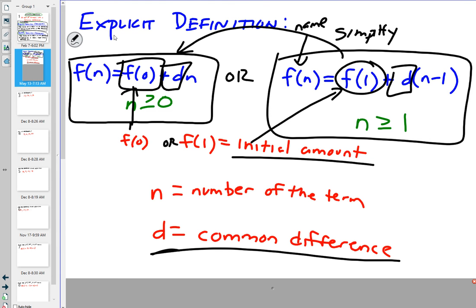When I asked you what you need for slope-intercept form, you told me slope and y-intercept. When I asked you what you need for point-slope form, you need the slope and a point. What do you need for any type of definition? You need the initial amount, you need the common difference, in order to be able to define an arithmetic sequence.